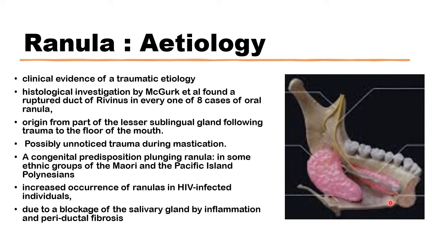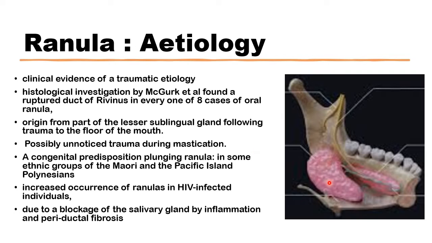Ranulas originate from the sublingual gland through rupture of one of the very tiny ducts that come from the lesser part of the sublingual gland, the ducts of Rivinus, and drain directly into the oral cavity. Trauma or rupture or blockage of one of these ducts could lead to the formation of the ranula. This may need just a minor amount of trauma during mastication, for example.